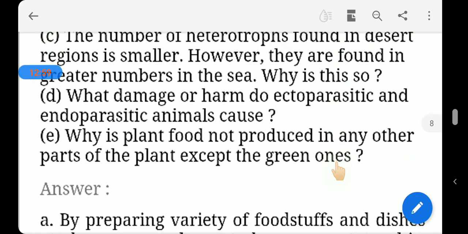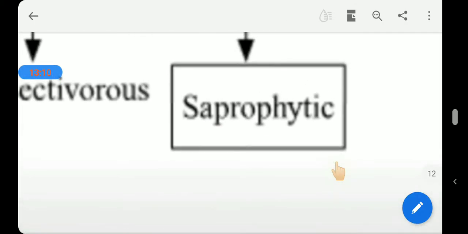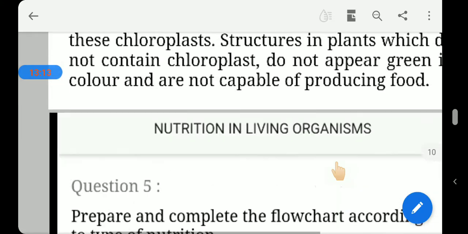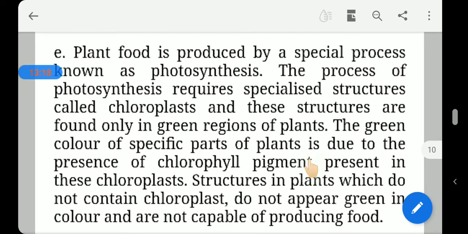The last question of this exercise is, why is plant food not produced in any part of the plant except the green one? Plant food is produced by a special process known as photosynthesis. The process of photosynthesis requires a specialized structure called chloroplast, and these structures are found only in the green region of the plant.